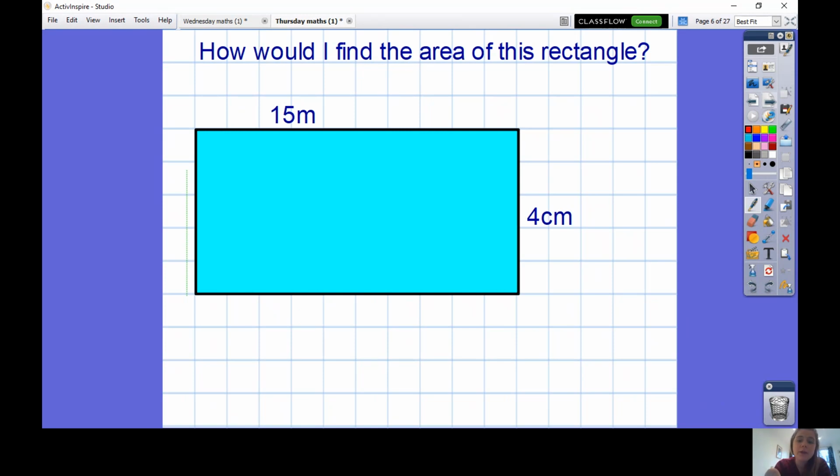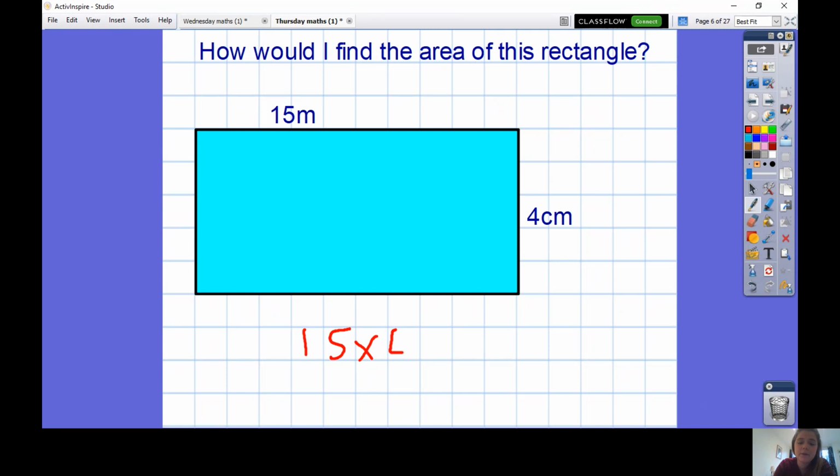First of all, though, just remind yourself, how do you find the area of a rectangle? Quickly do this one mentally. You don't need to write it down, but what would the area of this rectangle be? How do we find that measurement? Well done. To find the area of a rectangle, you need to do the length, which is 15, times the height, which is 4.